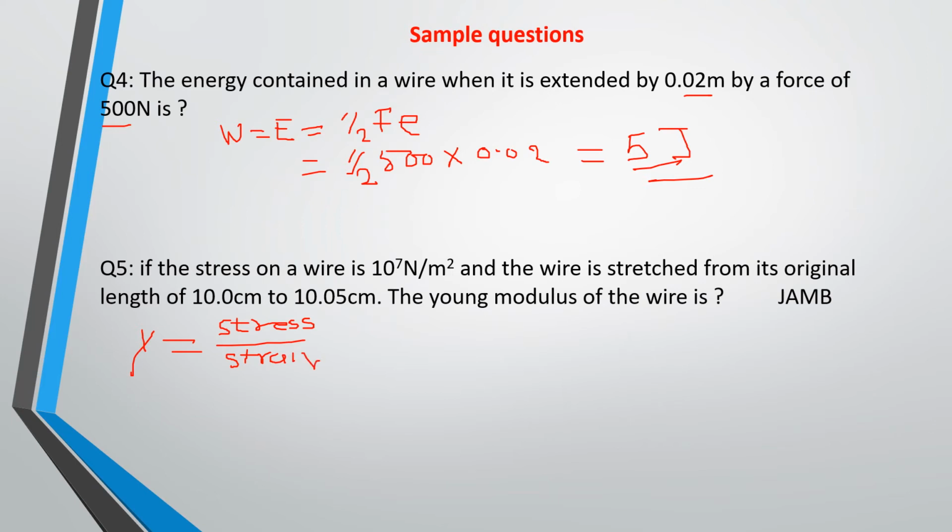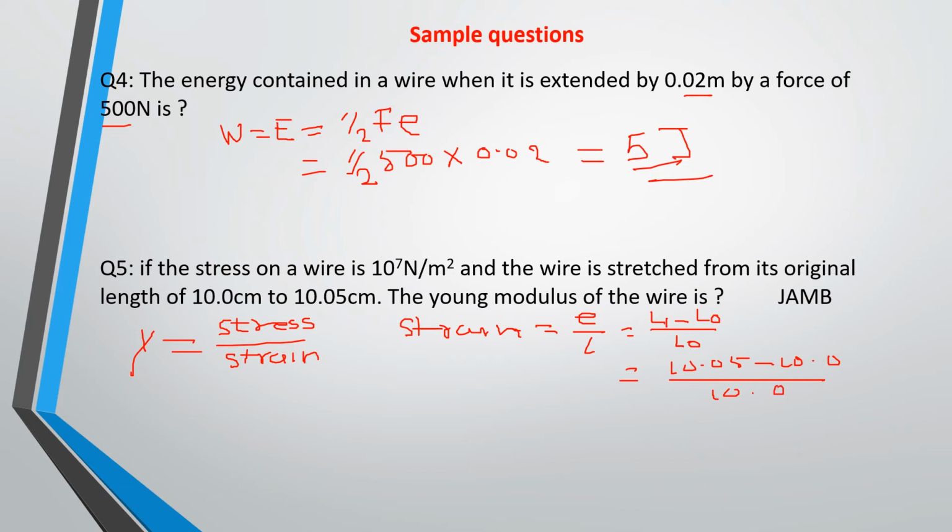Stress has been given to you already. So what you are looking for first now is the strain. Strain is equal to extension all over original length, and extension is equal to final length minus original length. So strain is equal to final length minus original length, all over original length. If we substitute into this equation, we get our strain to be equal to 10.05 minus 10.0 all over 10.0.